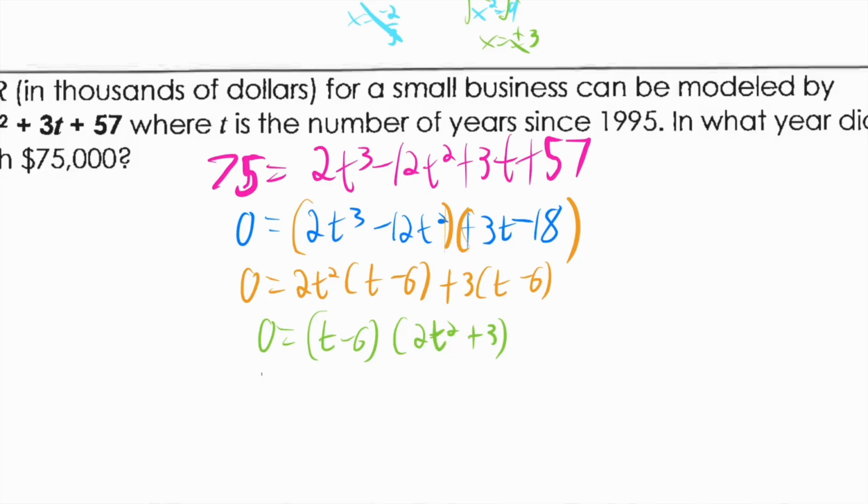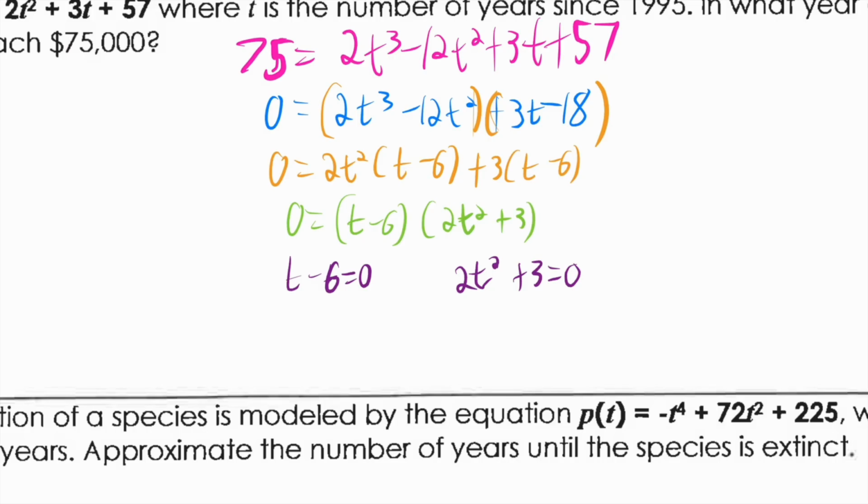And so now I can set each of these factors equal to 0. t minus 6 equals 0, and 2t squared plus 3 equals 0. t minus 6 equals 0 is solvable by adding 6 to both sides, giving us t equals 6. And this other one, as we start solving it and getting t squared by itself so we can square root, we get negative 3 over 2 by subtracting 3 and dividing by 2.